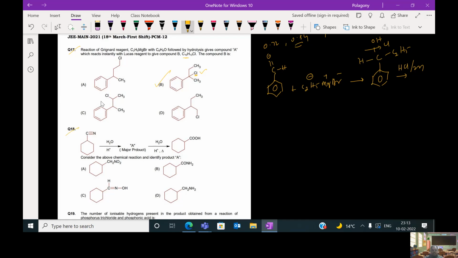Now the 18th question: the cyanide subjected to hydrolysis will give a major product, followed by hydrolysis and heating. What will the major product be? Mostly an amide is possible here. For the C triple bond N, acid hydrolysis will give the compound.